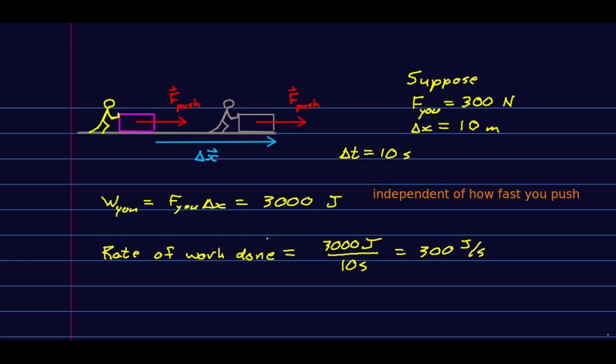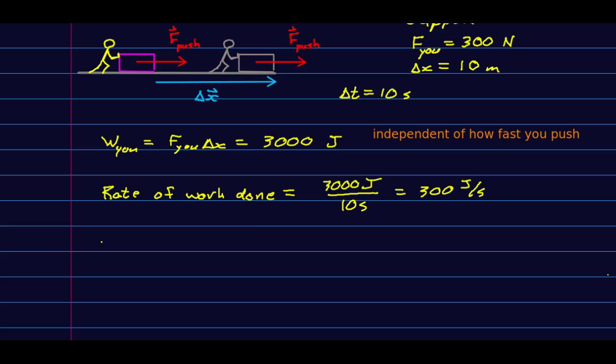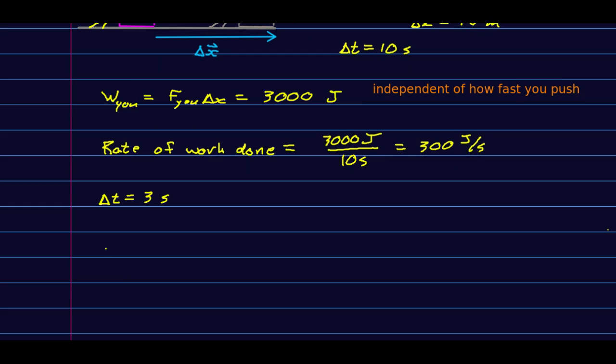Whereas if instead you do this all at a brisk jog or something, so that let's say you take 3 seconds, which means you're going somewhat over 3 meters per second, which is easily done, right? That's a fast jog, say. Then the rate is 3,000 joules over 3 seconds, and that's now 1,000 joules per second.